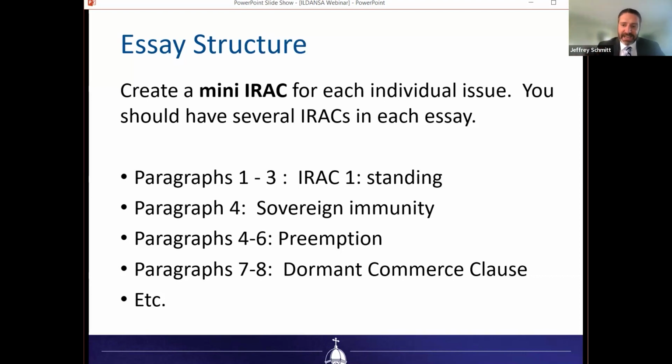So for organization, at a minimum, one paragraph per IRAC. Maybe you're going to have a paragraph for issue and rule and a separate paragraph for application or something, but make it clear what you're doing.